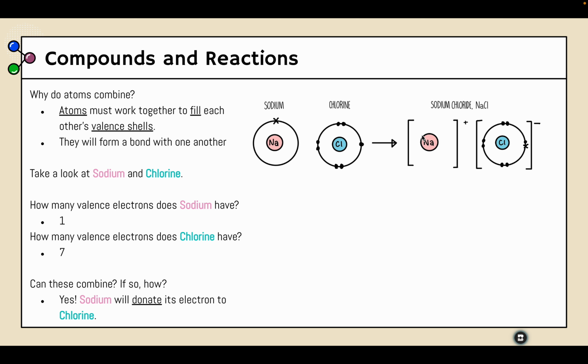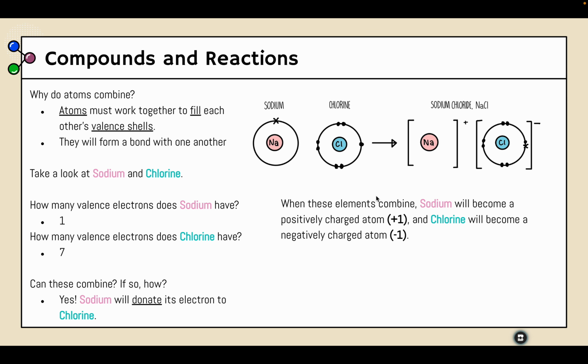So, using what we know from last unit, sodium, if it donates an electron, is going to become positively charged. That's what it's telling you here. Chlorine, which receives an electron, remember an electron is a negative particle, so if we receive 1 more electron, that whole chlorine is going to become negatively charged. And that's what I just explained here. So when these atoms combine, sodium will become a positively charged atom, and chlorine will become a negatively charged atom. So here's the chemical reaction that we use in chemistry. You guys are going to learn this later.